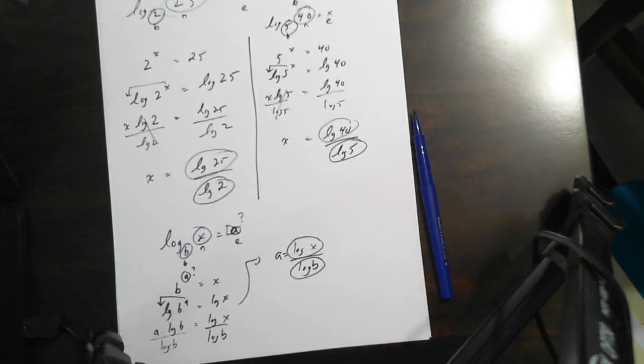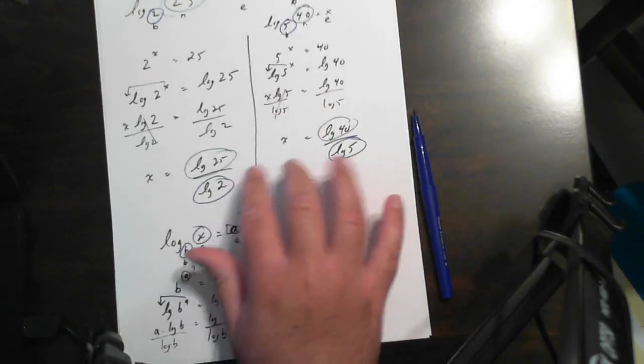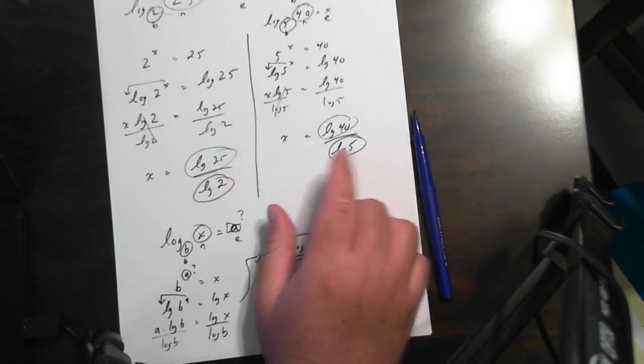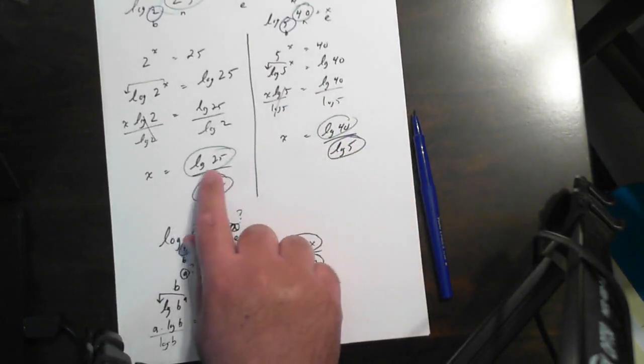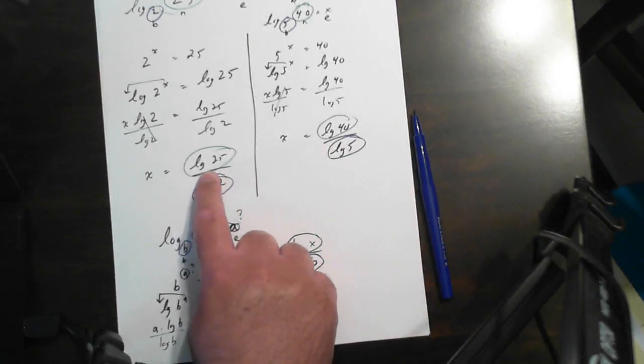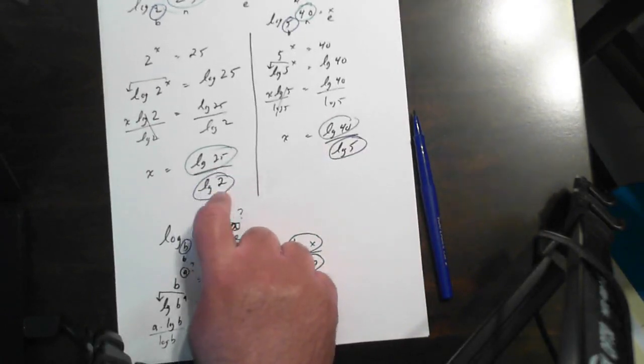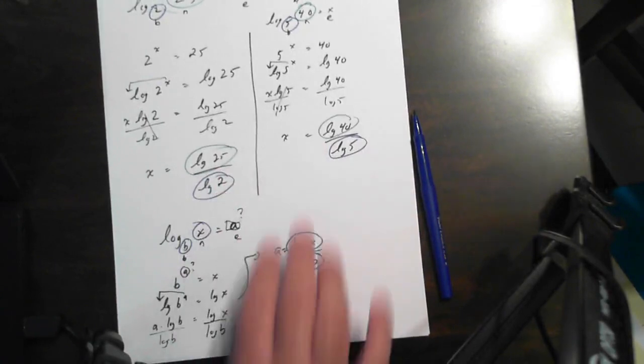Now you're just going to punch these in your calculator, right? So the only thing that I say is when you're punching these in your calculator, just make sure you're being careful. Close off your brackets. So find out the log of 25, press enter, divide by log of 2, press enter. Okay?